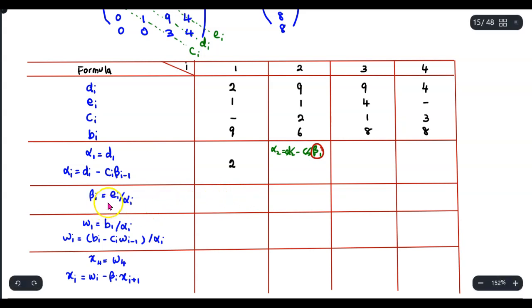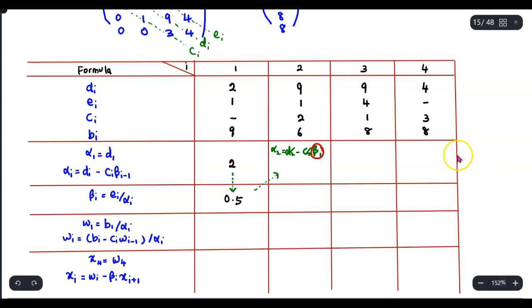So what is beta 1? Beta 1 is E1 over alpha 1. We have E1 here is 1, and alpha 1, which is 2. So this is 1 over 2. In terms of decimals, it is 0.5. So we can calculate beta first. In terms of flow, after you get your alpha 1, you need to go down first to get your beta 1. After that, only then you can get your alpha 2, because in order to calculate alpha 2, you need the information of beta 1.